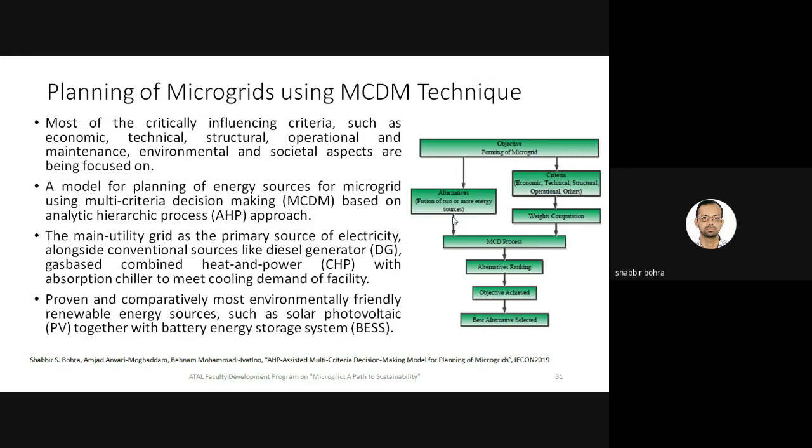Then we have to consider the different criteria: economical, technical, structural, operational, and others. We have to compute the weights, and that is given to the multi-criteria decision making process, which gives you the alternative ranking. Based on that ranking, we have to identify whether the objective has been achieved or not, and if it is achieved, then what is the best alternative selected. So you may have the priority ranking of the system, and if you don't want to go with the first alternative, then what is the next?